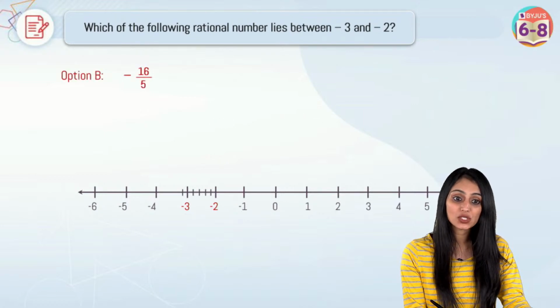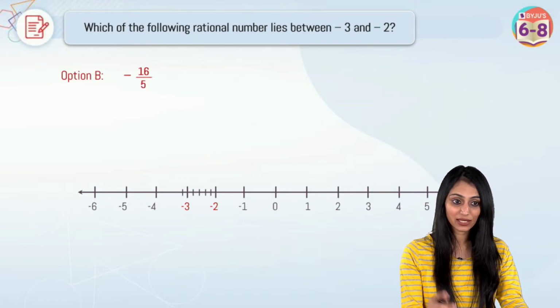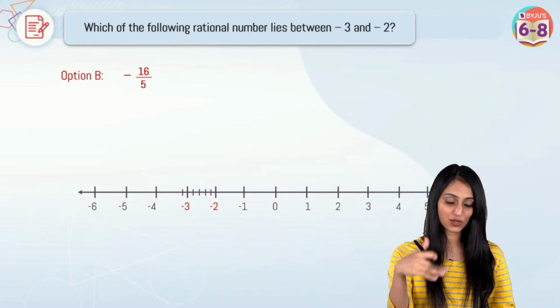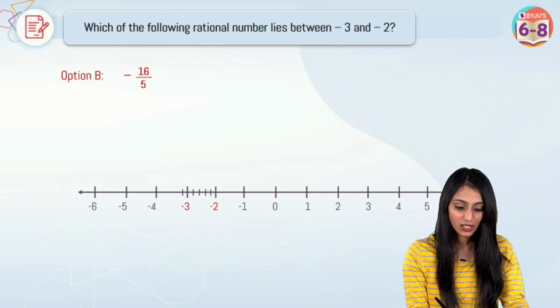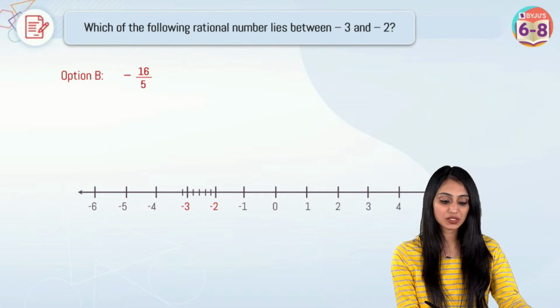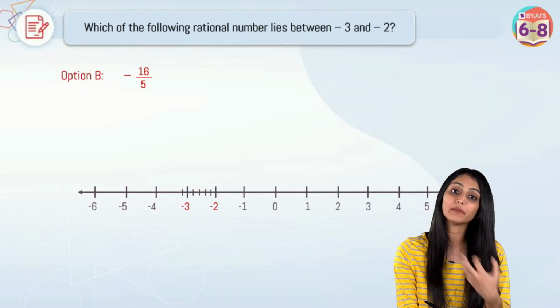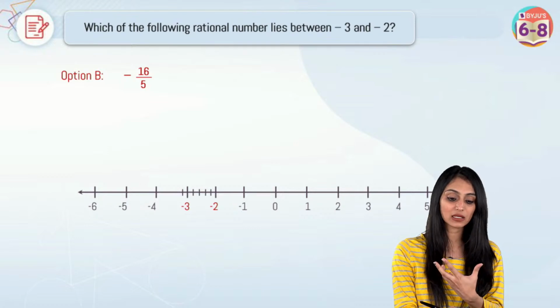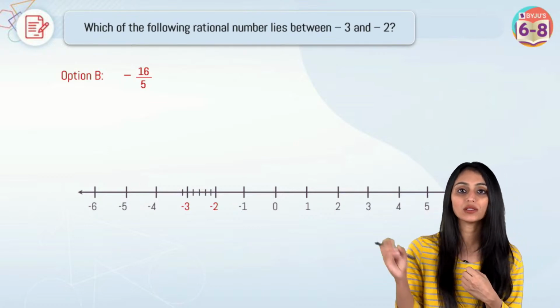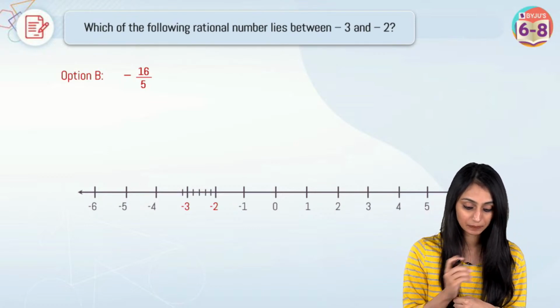So here, -11/6 is not lying in between them, right? Talking about option B, which is -16/5. Yes, Apeksha, I'll reveal the right answer. I'm discussing the options one by one. When you come across multiple choice questions, this is the way to attempt these questions. This is the strategy. We try removing the ones which cannot be our answer, right?